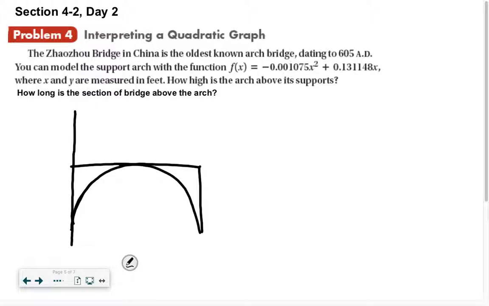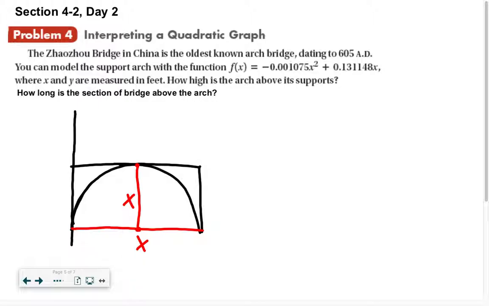Okay. It says you can model a support arch with the function f of x equals some nasty numbers, but that's okay. I want to know how high the arch is above its supports. So what I want to know is this distance. This is about where our peak is, right? I want to know how high it is. Then I want to know how long is the section of the bridge above the arch. So I also want to know this. Those are the two things I want to know.